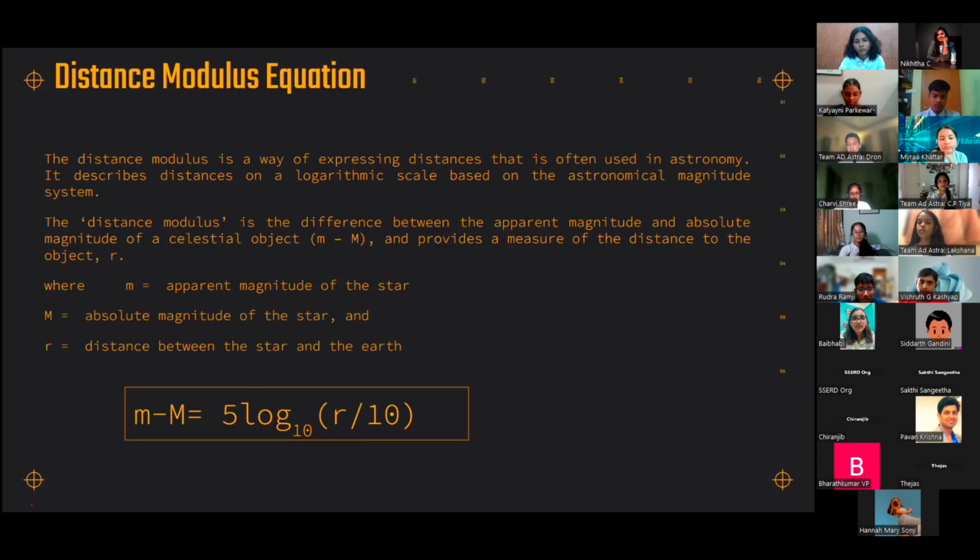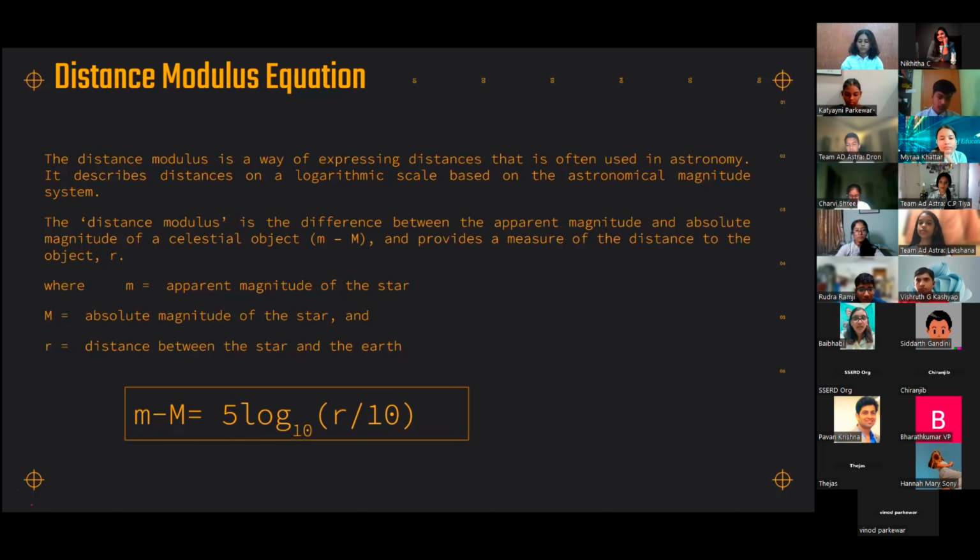Now, you might be wondering what these apparent and absolute magnitudes are, right? The apparent magnitude of an object is basically the brightness of the object observed from Earth. And similarly, absolute magnitude is the brightness of the object observed from a certain standard position. Now, if the distance modulus, which is small m minus capital M, is equal to 0, it basically means that the object is exactly 10 parsecs away from us. If the distance modulus is negative, it means that the object is closer than 10 parsecs away. And similarly, if it is positive, it means that the object is farther than 10 parsecs from us.